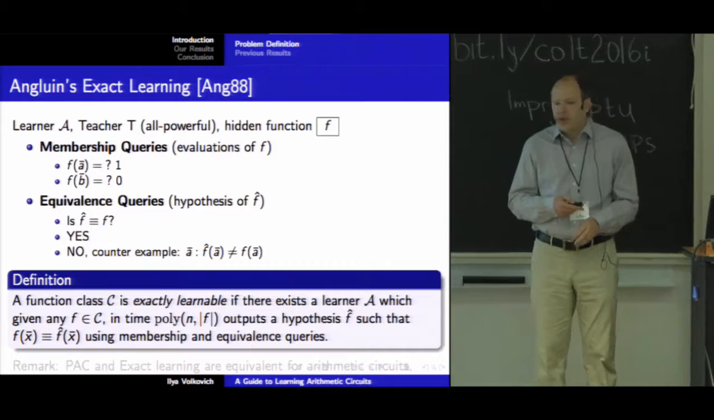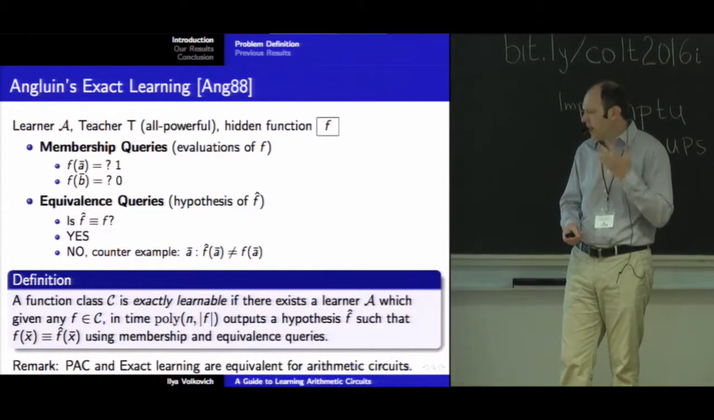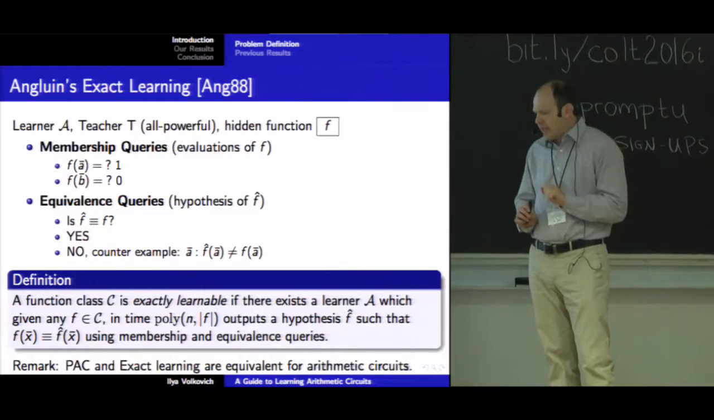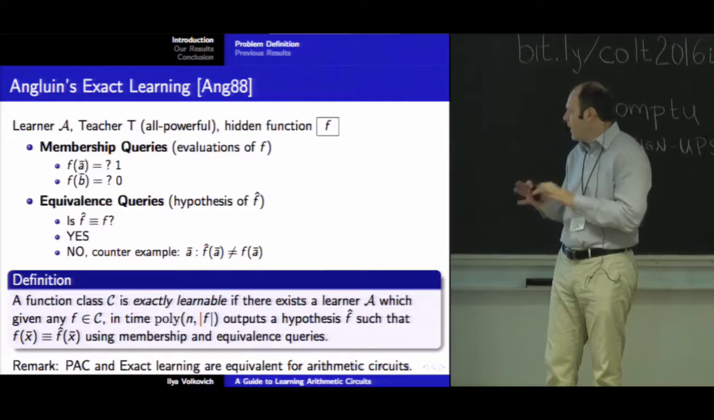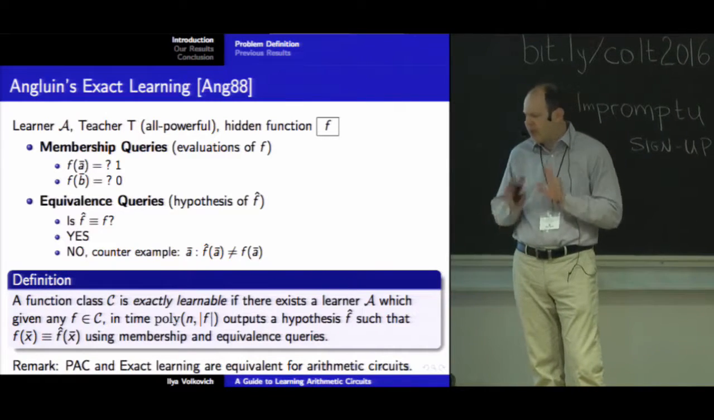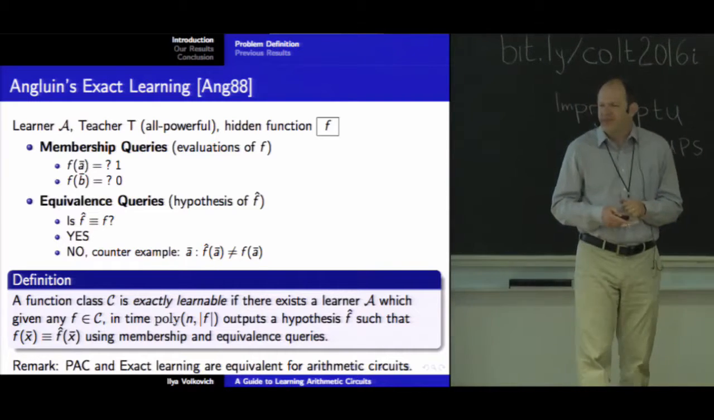There are obviously other models of learning. Some of them we are going to see today, like the PAC model. We have a huge session, so I'm not going to discuss it now. But here is an interesting fact. For arithmetic circuits, it turns out that PAC and exact learning are essentially equivalent. So this is why we're not considering PAC learning, which is sometimes more natural.